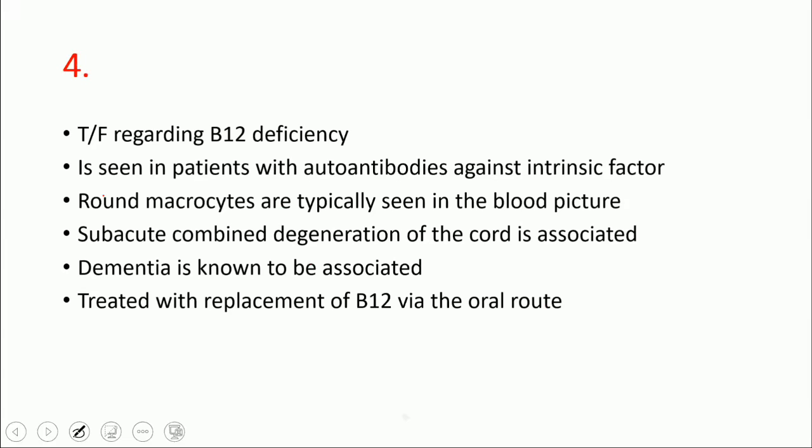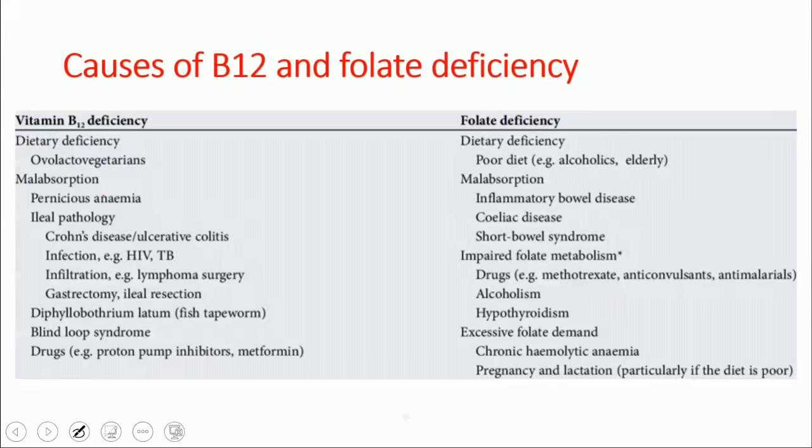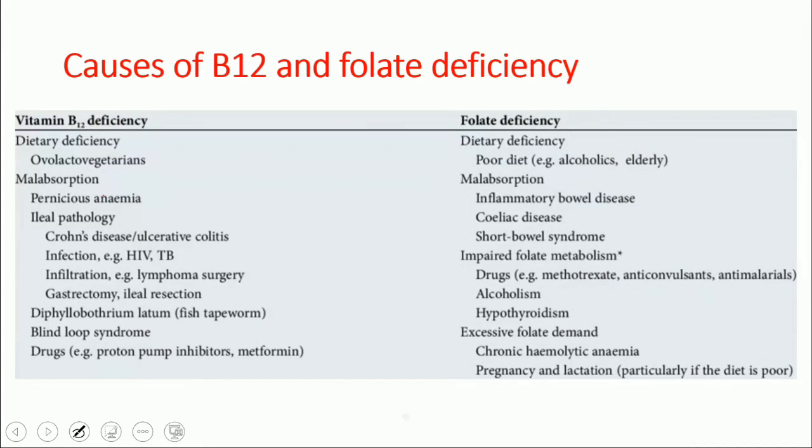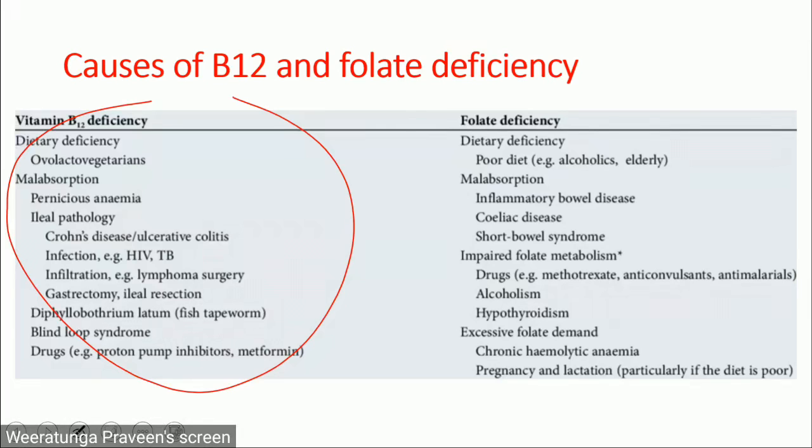Right, so question number 4 is on B12 deficiency. This gives you a long list of causes of B12 and folate deficiency. If you focus on B12 deficiency, it could be due to dietary deficiency, which is essentially only seen in vegans, very strict vegetarians. And also it can be due to malabsorption. Those are the two big causes of vitamin B12 deficiency, malabsorption and dietary deficiency.